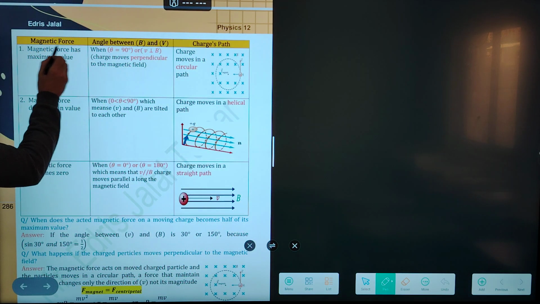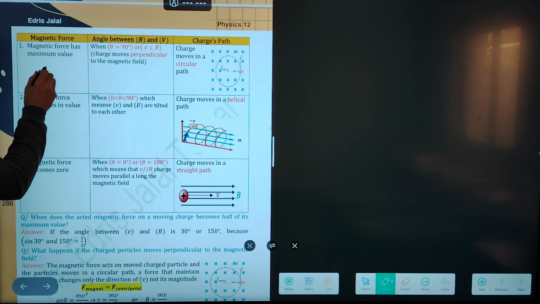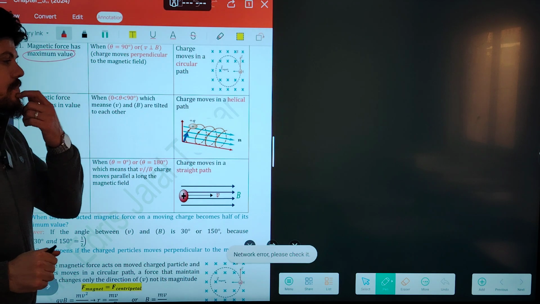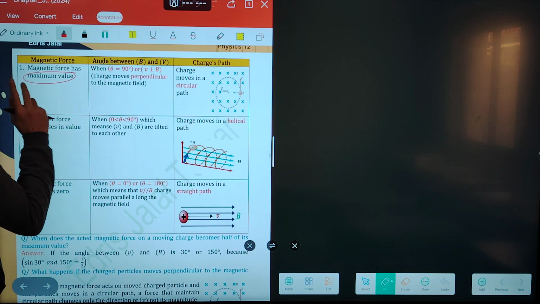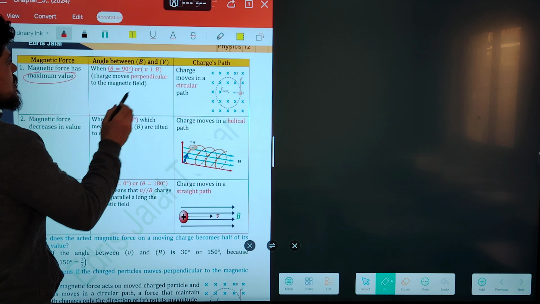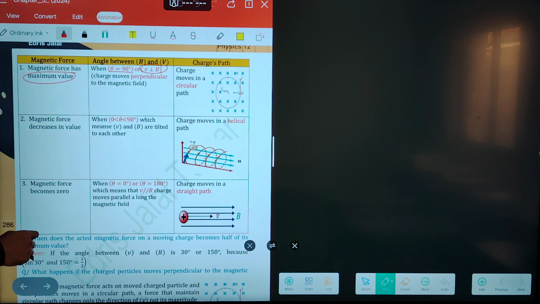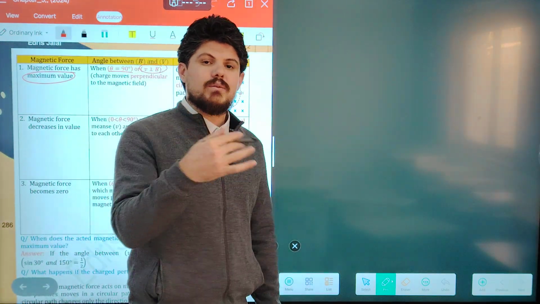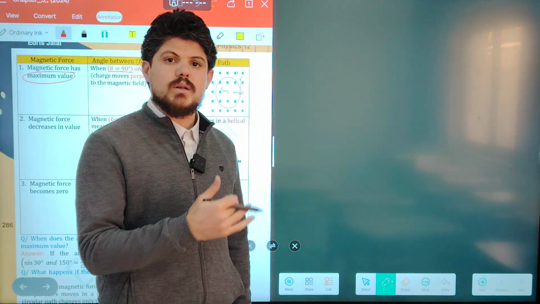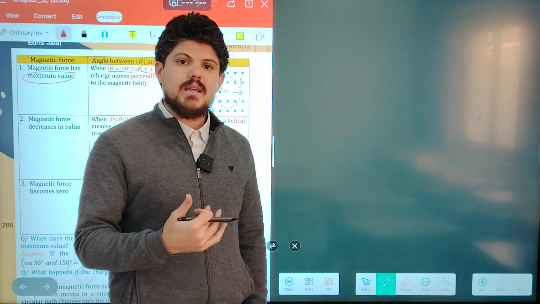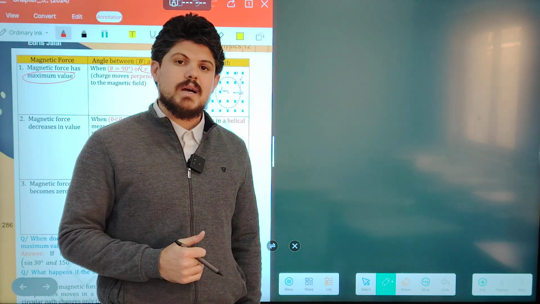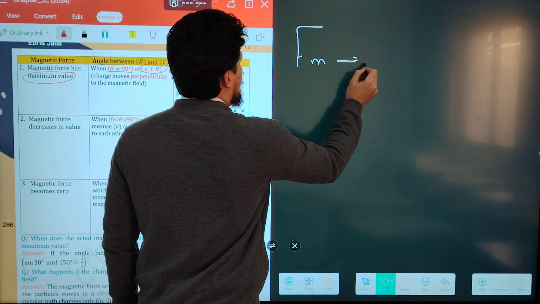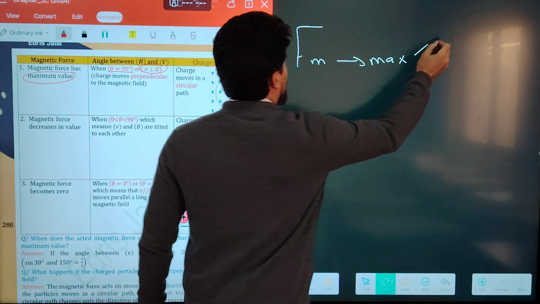Guys, look. When does the magnetic force become maximum value? If the angle between V and B is 90 degrees, or when V and B are perpendicular to each other. When a charged particle enters a uniform magnetic field perpendicularly, in that case the magnetic force reaches maximum value.